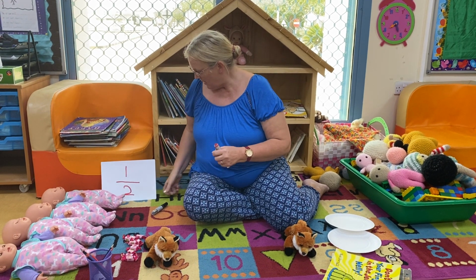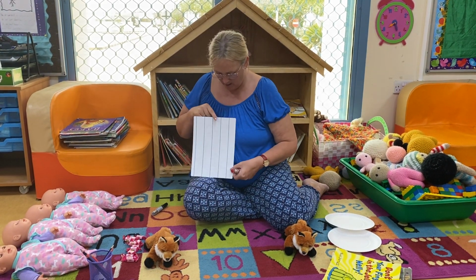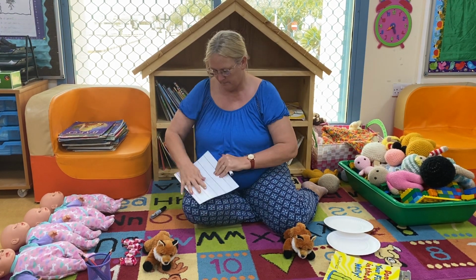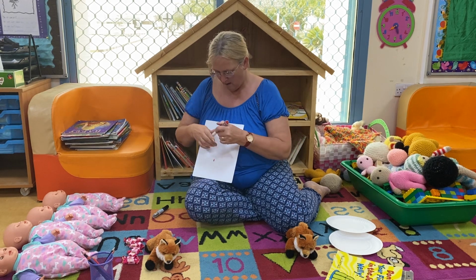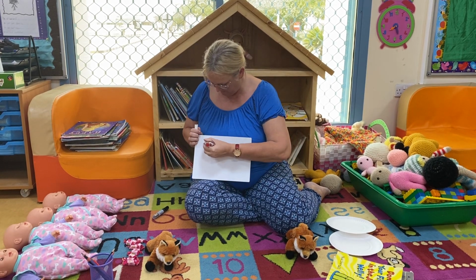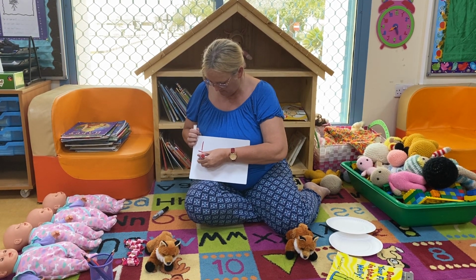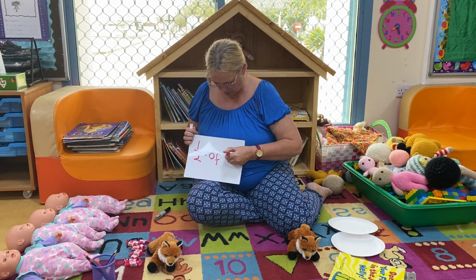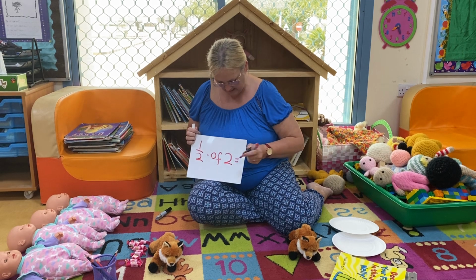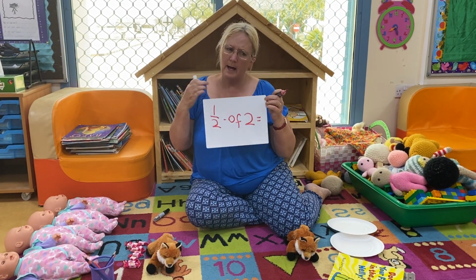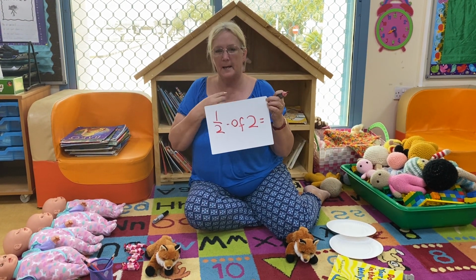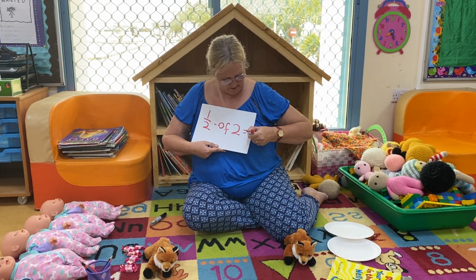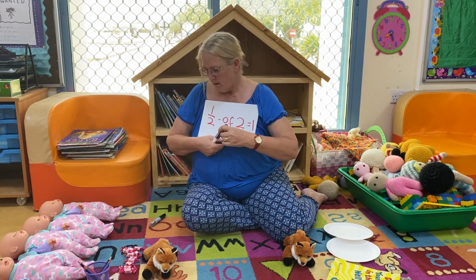Okay, so if I'm writing, I would say, hang on. Half of 2 is, how many do I have? How many is just for me? That's right, 1. Oh, I was going to write it in the wrong place. It's 1. Okay.